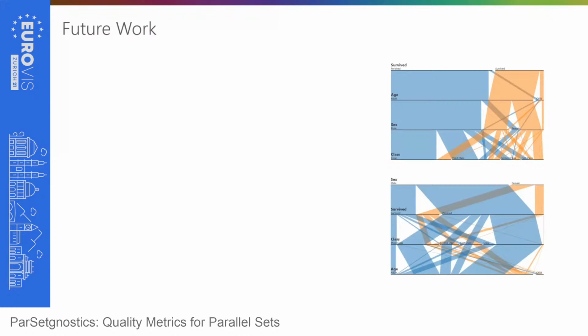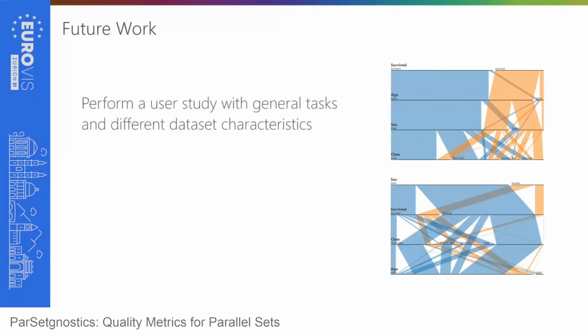Before I conclude, I want to present some future work. We are planning to perform a user study targeting general tasks, such as lookup and comparison tasks, in order to determine whether some metrics are better suited for different tasks than others. We also plan to address the optimization for different dataset characteristics, such as cases where many small categories or few dimensions are splitting the dataset into many small subsets. In this case, we also plan to verify the exhaustiveness of ParSetgnostics.